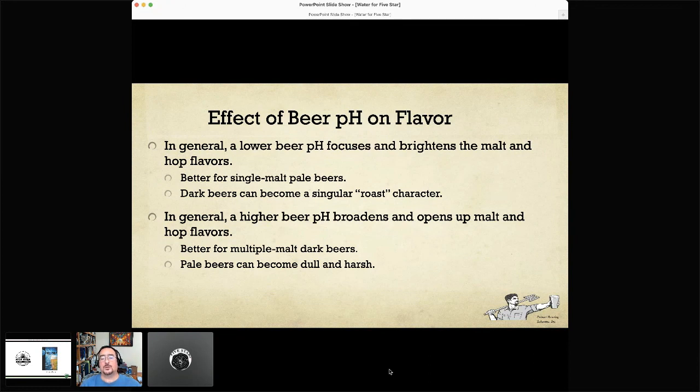In general, a higher beer pH broadens and opens up the malt and hop characters, and this is better for your multiple malt dark beers. Pale beers, if you open them up too much, tend to become dull and harsh. Again, high beer pH tends to result in higher hop isomerization and kind of a different hop character.